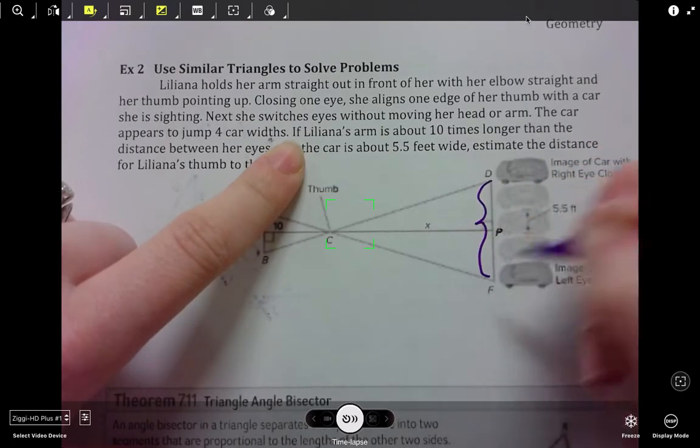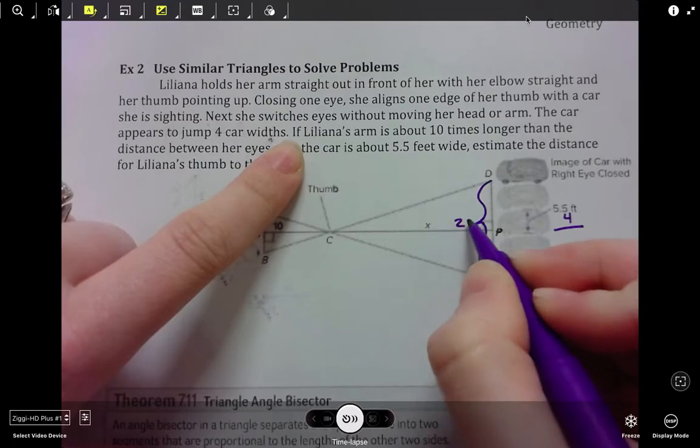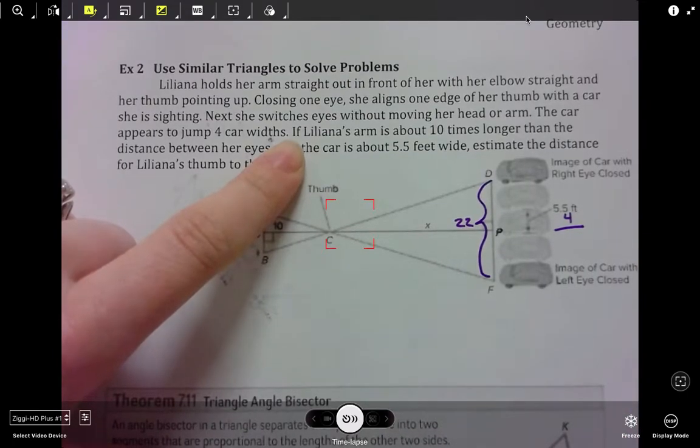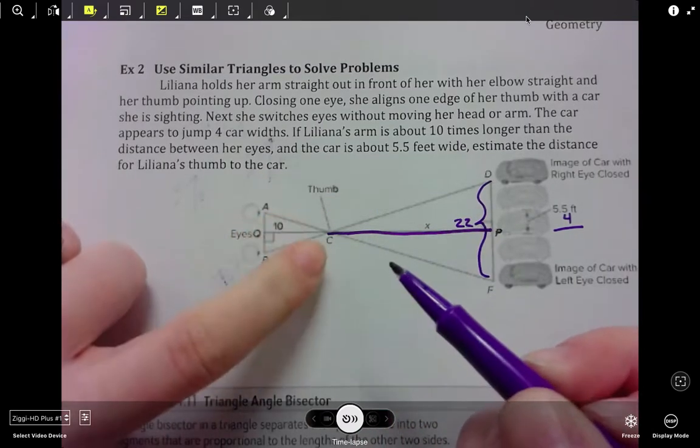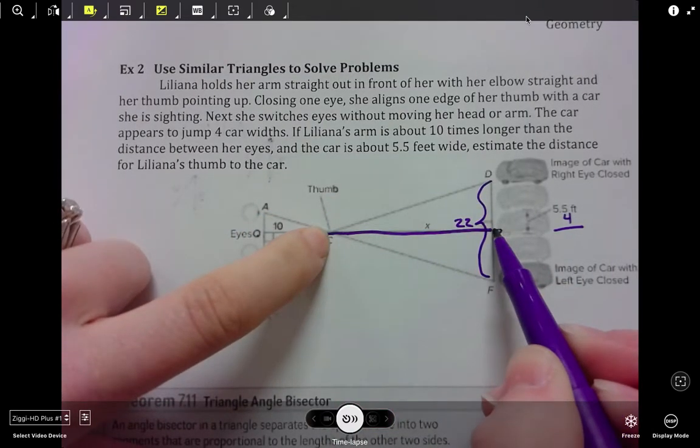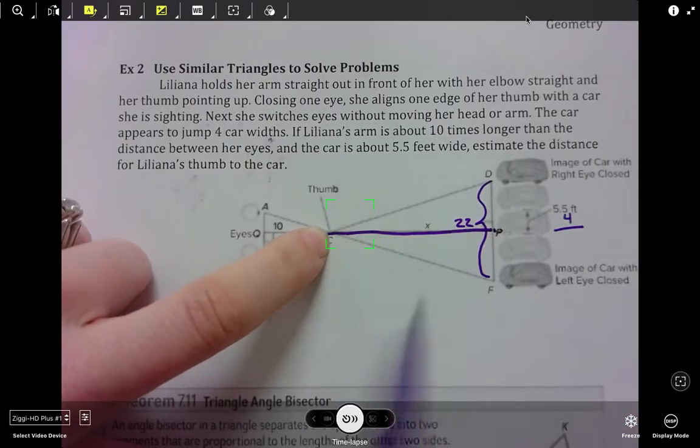So the distance from here to here is 4 times 5.5, which is, I think, 22. Yeah, pretty sure it's 22. Okay, and then they have this length here labeled as x. So the distance from her thumb to the cars is a length of x. That's what we're trying to find.